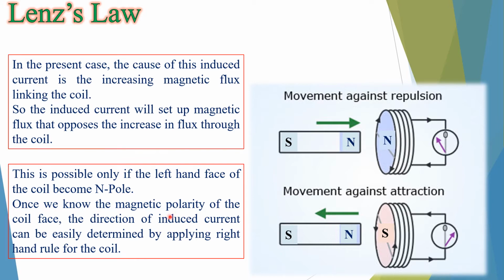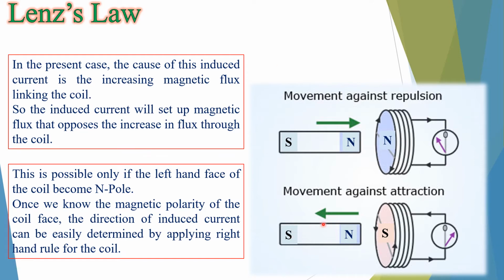Once we know the magnetic polarity of the coil face, the direction of induced current can be easily determined by applying the right hand rule for the coil. So by knowing the polarity of the coil face, we can determine the direction of induced current.